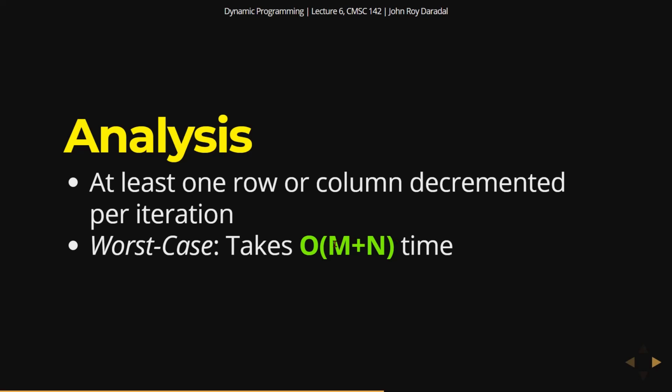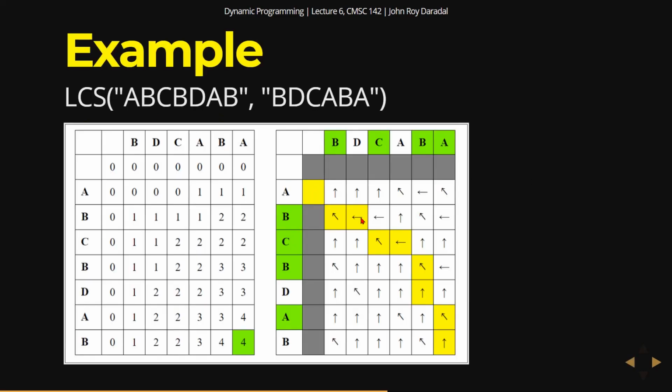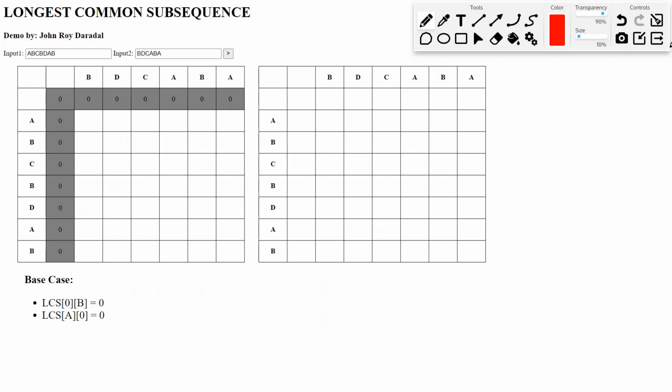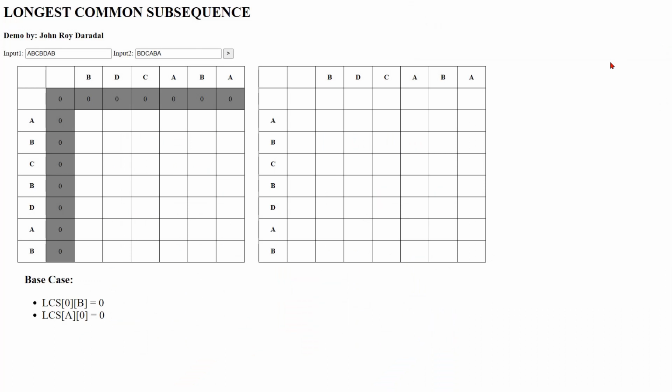Okay, because this one is all the rows and all the columns. So m plus n lang ang time for the backtrace to take. So let's now look at the example that we have here.